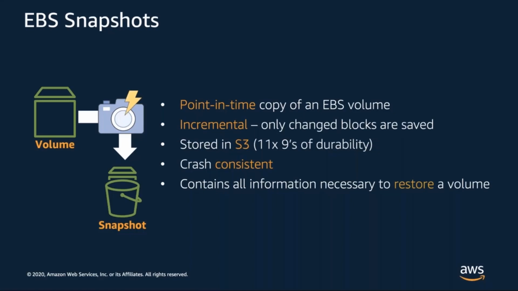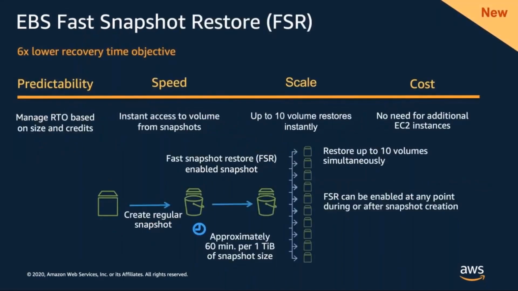For volumes that have been created from EBS Snapshots, in order to achieve full performance, you may already know that we recommend initializing, that is, reading every block using commands like FIO or DD for Linux environments to get full performance. Last year, we introduced Fast Snapshot Restore, FSR.